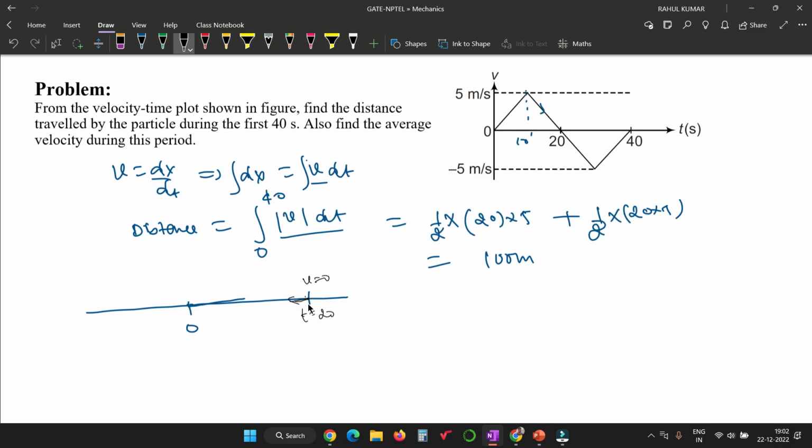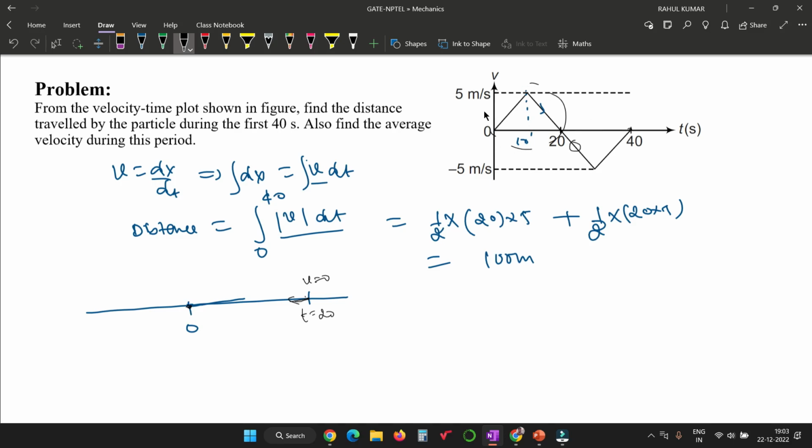After t equal to 20 seconds, the direction of the velocity is still in this direction, and in this direction the velocity is becoming more negative. Okay, more negative and more. After that, in the negative direction, the velocity starts increasing, and finally it becomes what? 0. So again it is reaching this point, because there is a similarity.